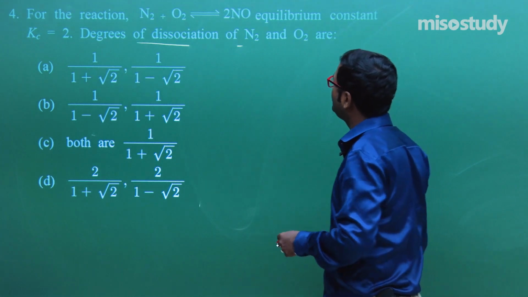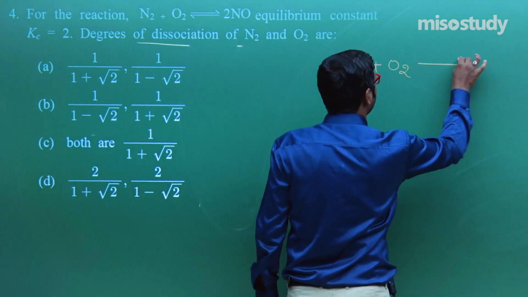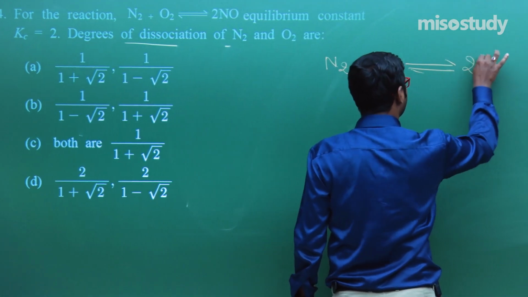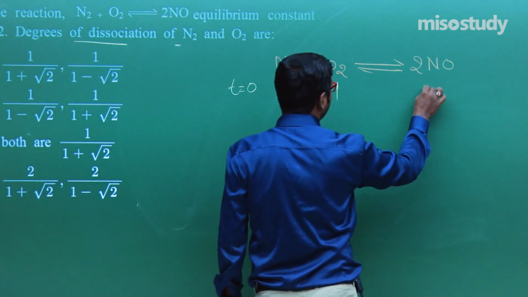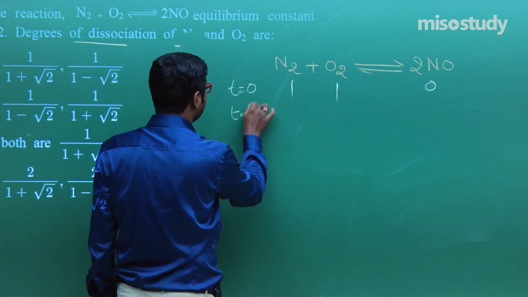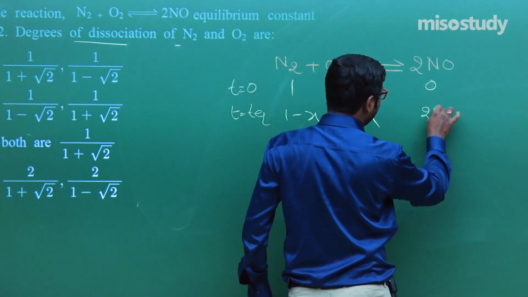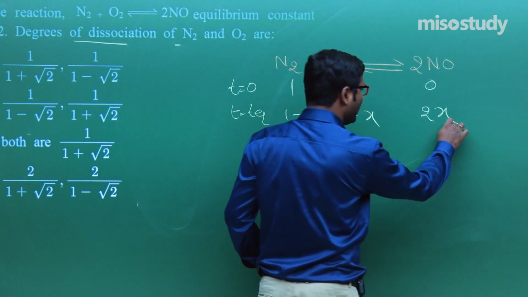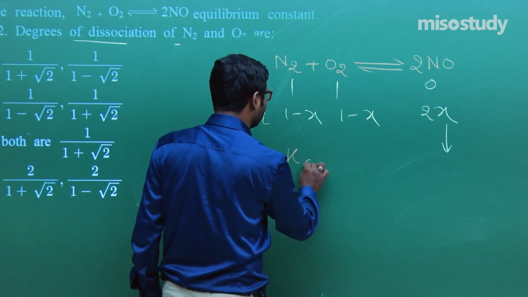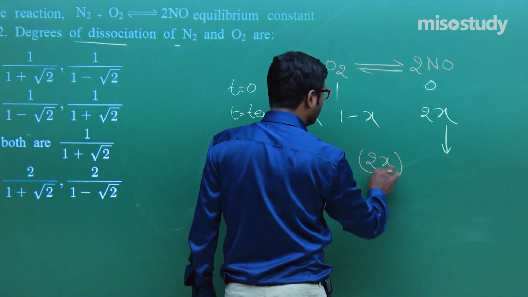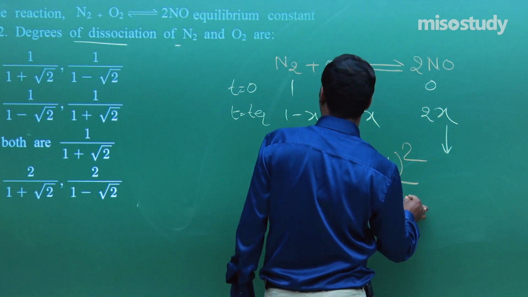For the reaction N2 plus O2 gives 2NO. Clear to you? At T equal to 0, if I take 1, 1, then here comes 0, and at T equal to equilibrium, it can be written like this: 1 minus x, 1 minus x, and 2x. Our main concern is to find the value of x. If you find the value of x, what is the expression in this case? Kc is equal to (2x) to the power 2 upon (1 minus x) into (1 minus x).